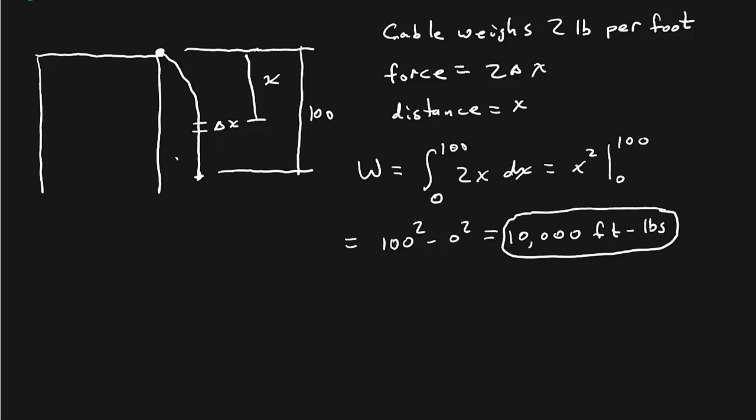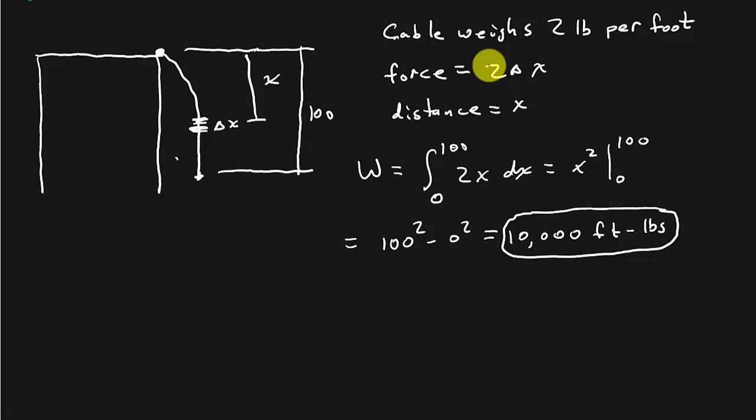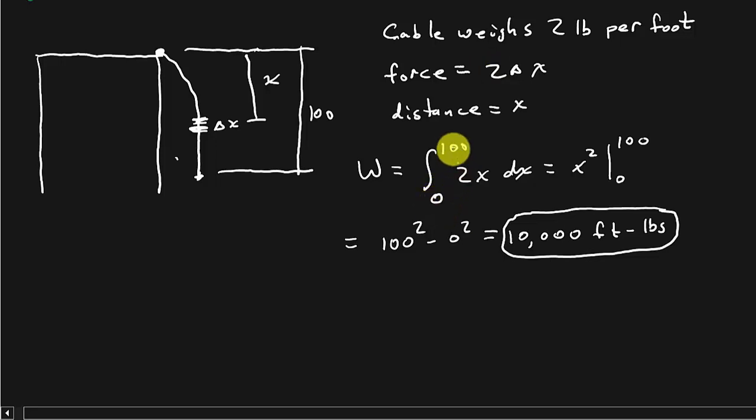All right, so I hope that problem made sense. Just remember when you're setting up your function here, consider one little piece of the cable. Just consider one piece and get the work for that one piece. And then when you go from 0 to 100, from the one at the very top to the one on the very bottom, you're summing up all the work done for all those pieces on that cable.